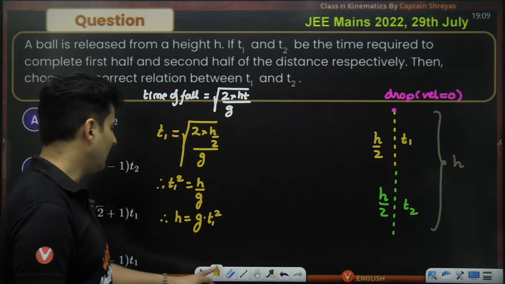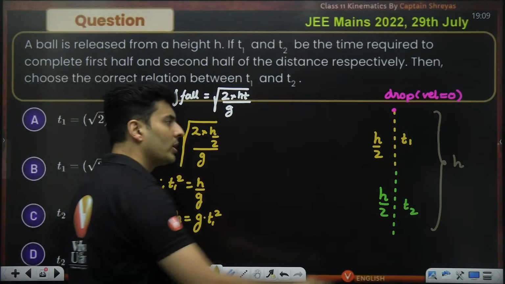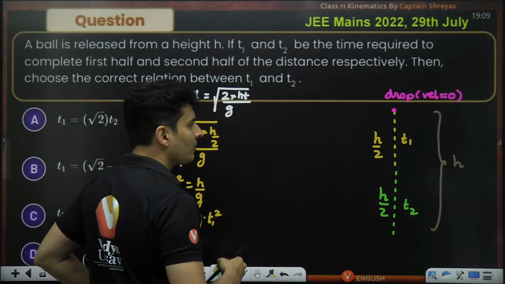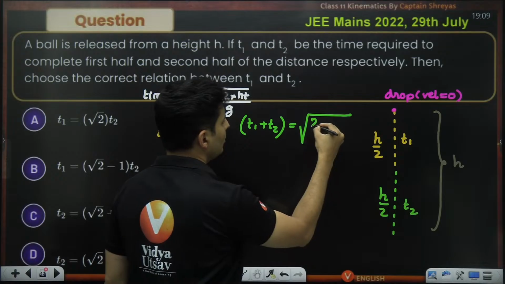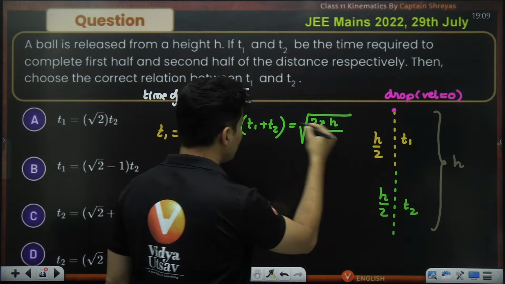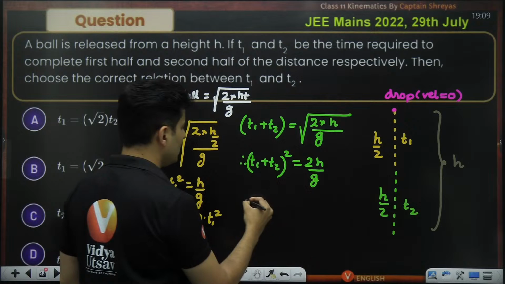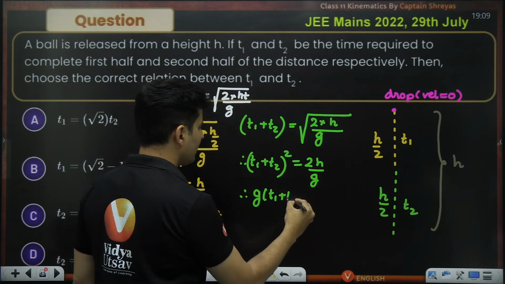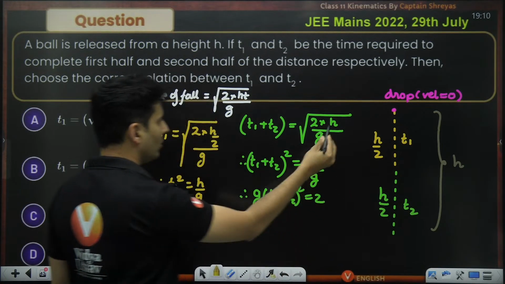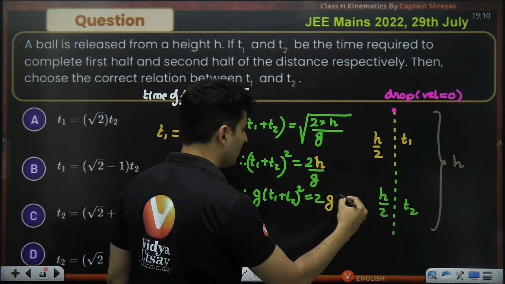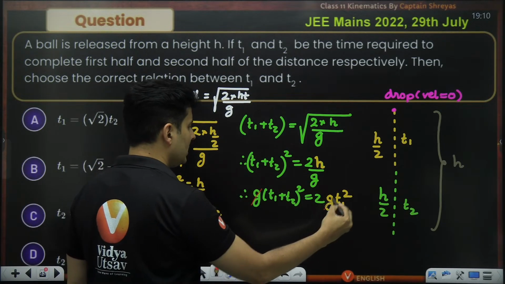Okay, this is one thing. Maybe I'll have to do something else also. Let's consider the entire motion. Total time is T1 plus T2. Keep that in mind. So the time of fall will be T1 plus T2, which is root of 2 times the total height by g. Squaring both sides, T1 plus T2 whole square will be 2h by g. So g into T1 plus T2 whole square is equal to 2h. But what is this h? This h is g T1 square. Maybe a good time to substitute it, g T1 square, because I want to find the relationship between T1 and T2. g and g will cancel.